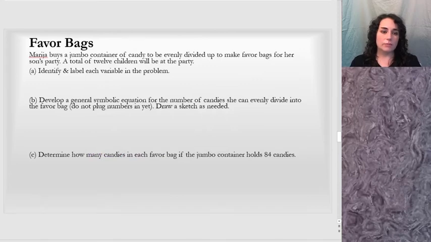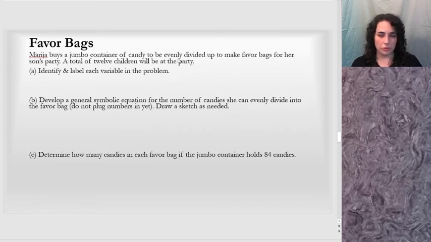The next problem I have is a little bit different, I have numbers in here on this one. Favor bags. Maria buys a jumbo container of candy to be evenly divided up to make favor bags for her son's party. A total of 12 children will be at the party. She's nice. Okay, identify and label each variable in the problem. Okay, we're not given any symbols here.